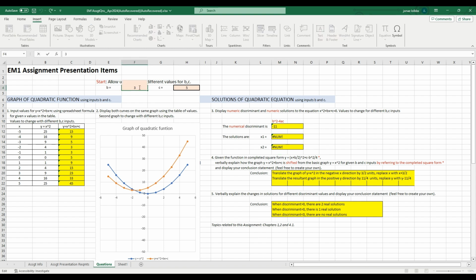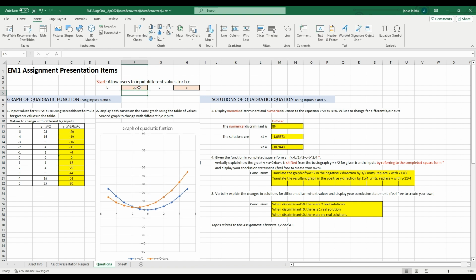If I were to change the value of B to something higher than the value of C, you can see that I would have real solutions now because the discriminant is more than 0.